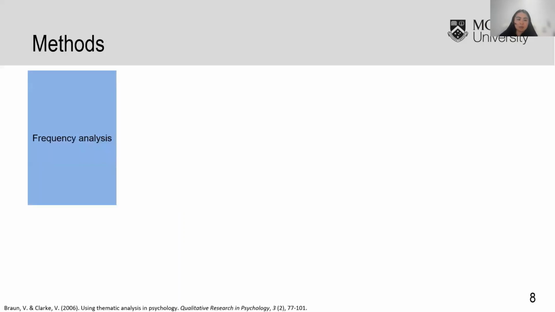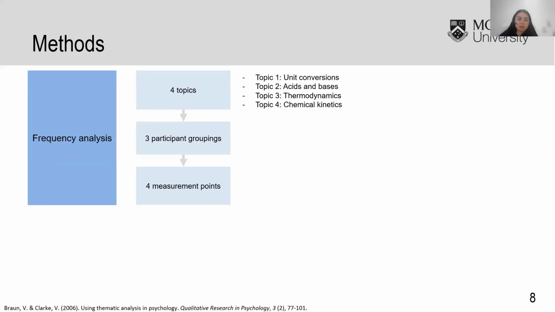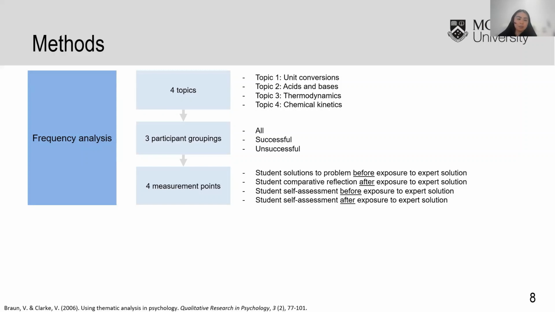The two-part assignment was analysed using frequency analysis, and that was carried out by looking at it from 3 different perspectives: by topic, by participant grouping, all students, successful and unsuccessful students, and a student was determined to be successful if they got the correct answer. By a measurement point, student solution to the problem before exposure to the expert solution, student comparative reflections after exposure to the expert solution, and student self-assessments before and after exposure to the expert solution.